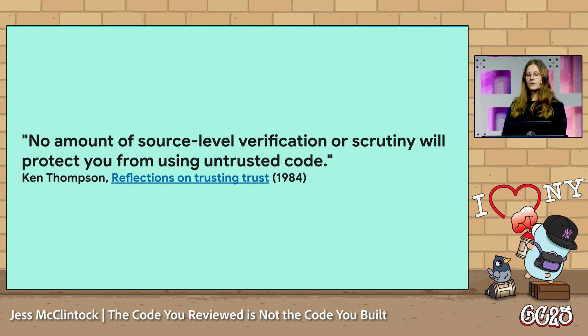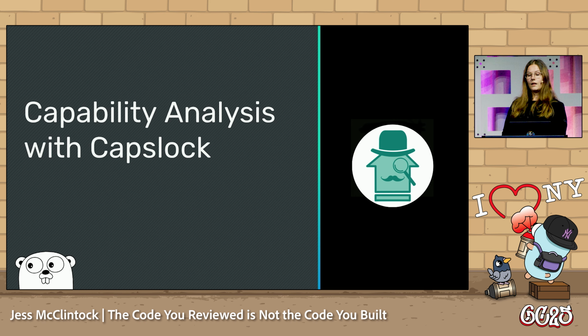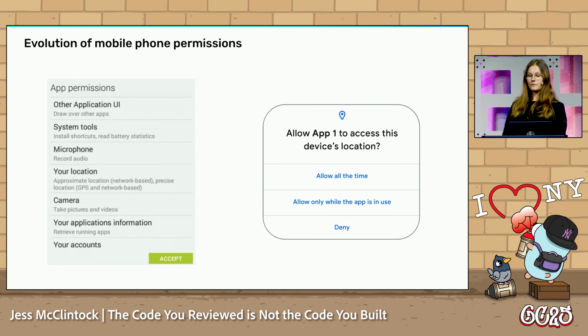With the distance between the source code that you review and the build artifacts that you actually use and deploy growing ever larger. And this is where code analysis tools, and in particular, capability analysis, can come into play. We have a tool called Capslock that can help you more scalably review risky changes in your dependencies.